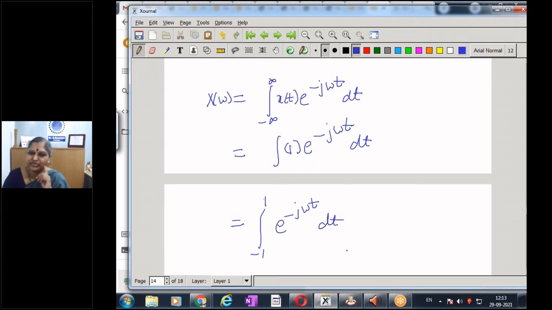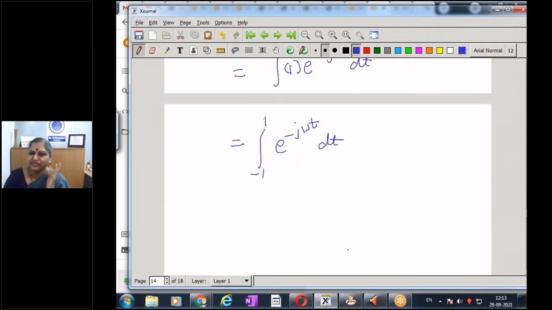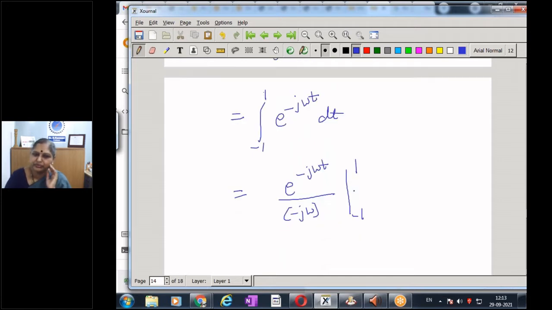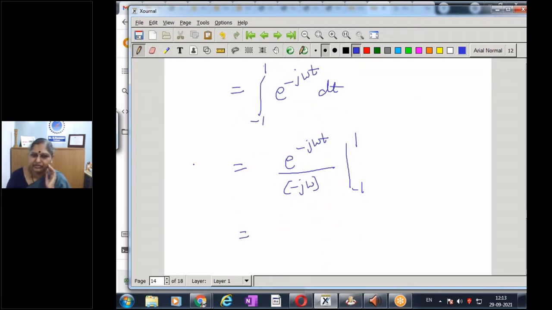teaching good. So this is minus infinity, and you will all be able to do it. Please integrate and tell me what's the answer. So e to the power of minus j omega t divided by minus j omega. Limits of integration is -1 to 1. And then what we have is e power minus j omega minus e power j omega divided by minus j omega.